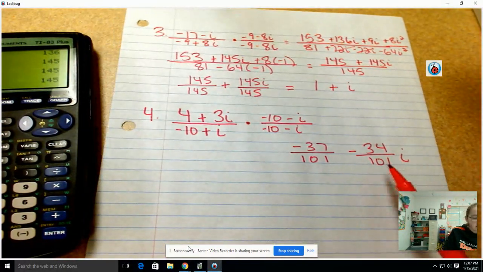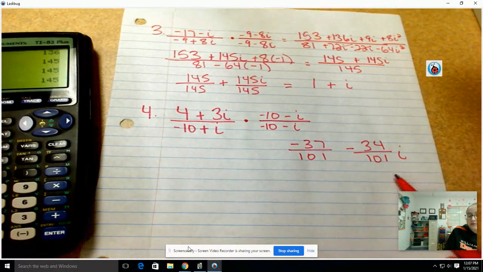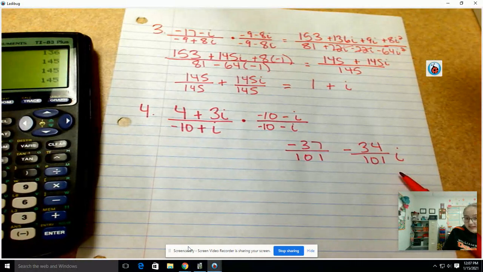So if you didn't get this, go back and double check your math. You might have misadded or mismultiplied somewhere. Make sure your simplification is correct. Go back and double check your notes.